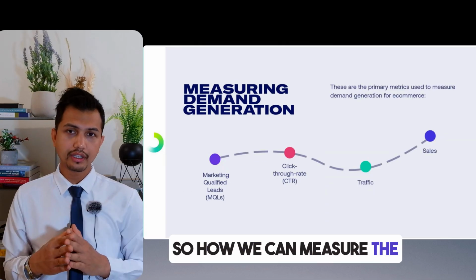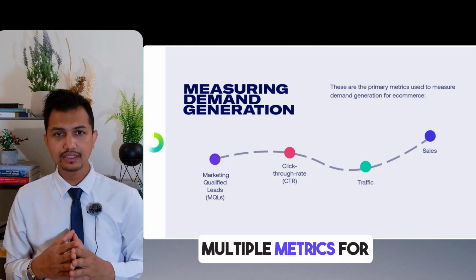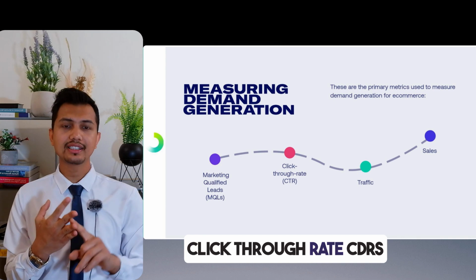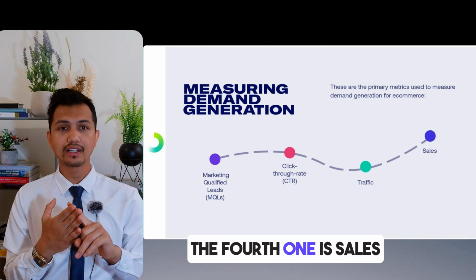So how can we measure demand generation? There are multiple metrics. For example, marketing qualified leads, MQLs. Second one is click-through rate, CTR. Third one is traffic, and the fourth one is sales.